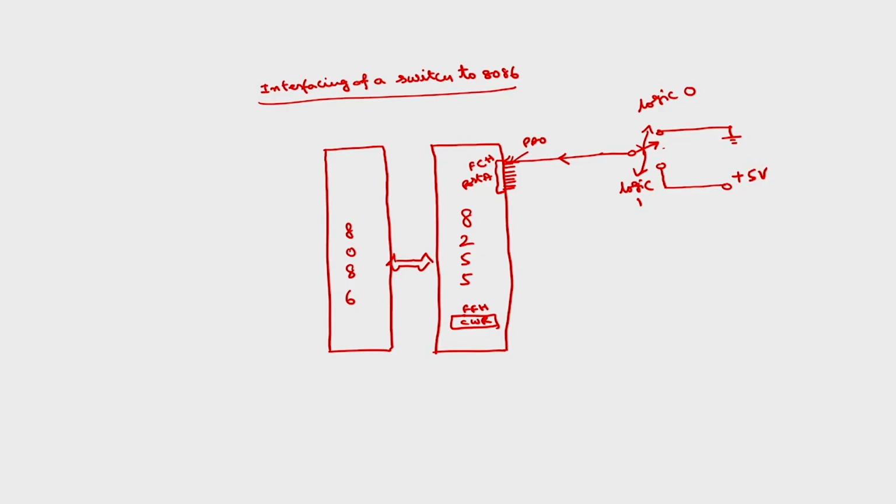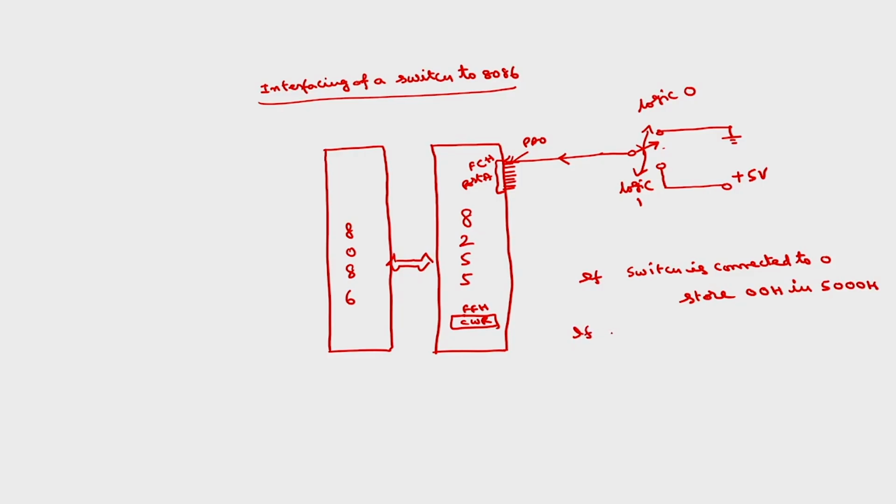Let us write a program. This is simple interfacing. Let us write a program such that if the switch is connected to logic 0, you do some operation, and if the switch is connected to logic 1, you do some other operation. Let us assume that if the switch is connected to logic 0, store 00H in the data segment pointed by the 5000H offset.